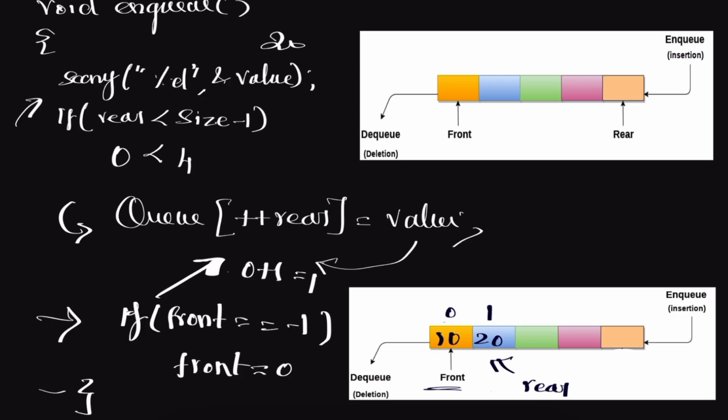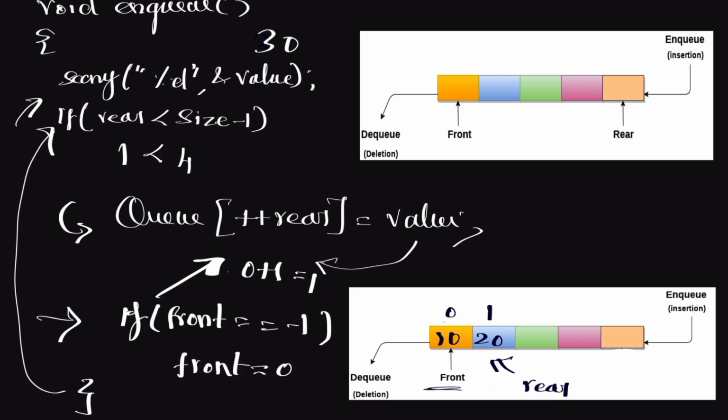Again, it will come to the Enqueue. Next I am going to read the value 30, and you have to check the condition. Here the current rear position is 1. So 1 less than 4, the condition becomes true. Once the condition is true, we come into the statement Q of ++rear equal to value. The 30 value will be stored at the position of ++rear.